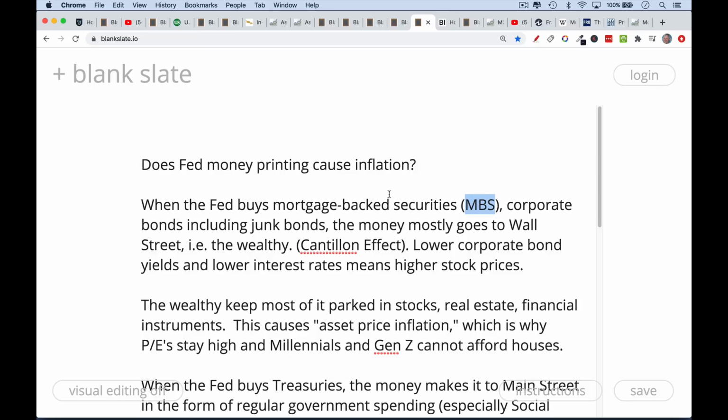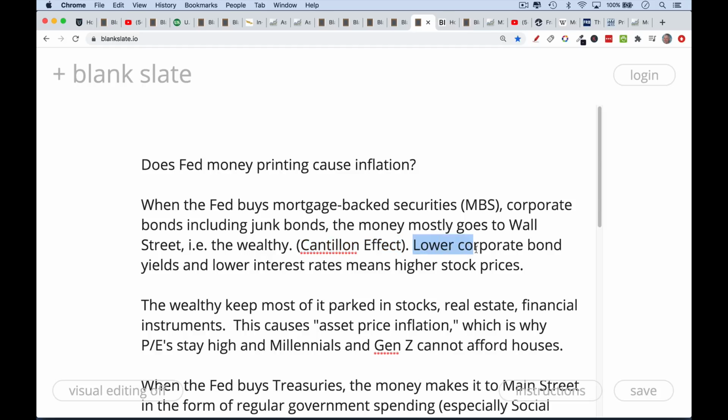So when the Fed buys MBSs and corporate bonds, including junk bonds, which they've been buying this year, the money mostly goes to Wall Street. It goes to the wealthy, to people who own stocks and bonds and real estate. This is the Cantillon effect, which we talked about: those who are closest to the money printer, in this case people in finance and Wall Street, benefit disproportionately. This includes people in private equity, which is basically where Jerome Powell comes from. He has a private equity and investment banking background. So the wealthy benefit disproportionately from this sort of quantitative easing, this kind of money printing.